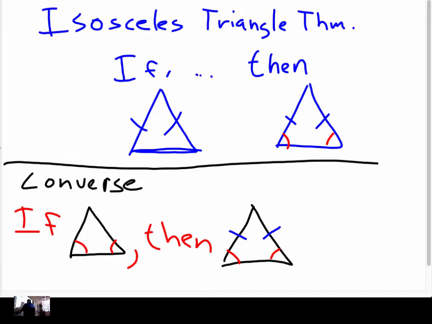Alright, so now if I can prove that the base angles are congruent, then I can also prove that the two side legs are congruent. So this is what you do when. Now, the proof for this would be very similar to the one that I just did.